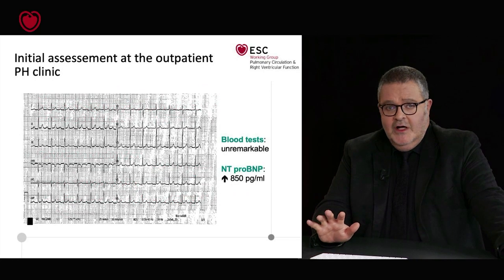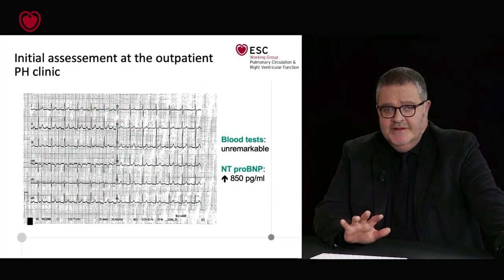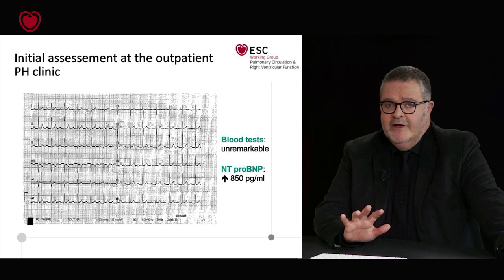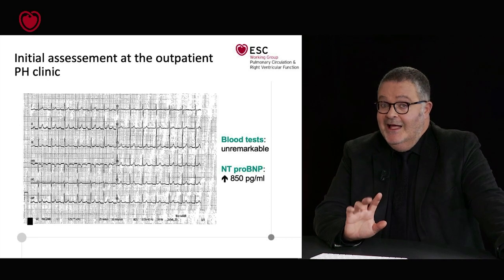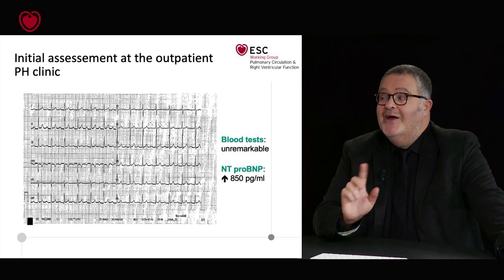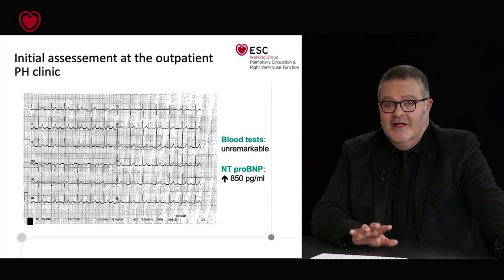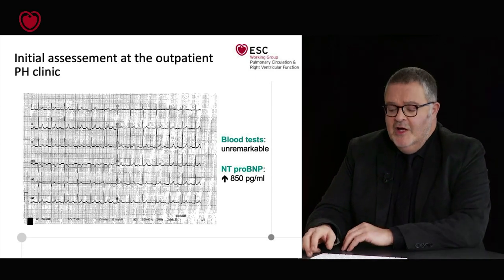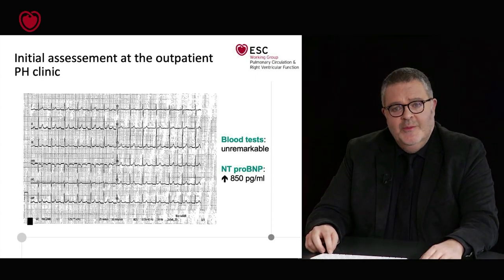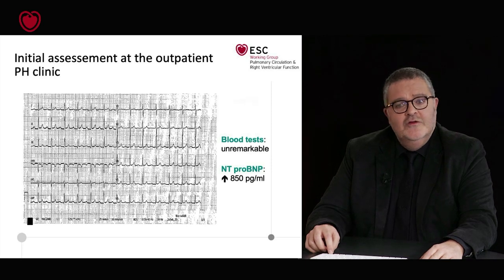Initial workup, non-invasive at the outpatient clinic. This is the ECG that was quite unremarkable. So were the blood tests. There was nothing to look at. NT-proBNP, however, was higher than was previously reported in sinus rhythm, 850 picograms per milliliter. But of course, remember, the patient obviously has significant fluid overload.